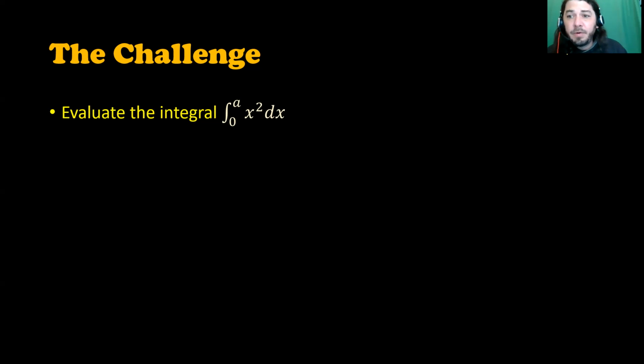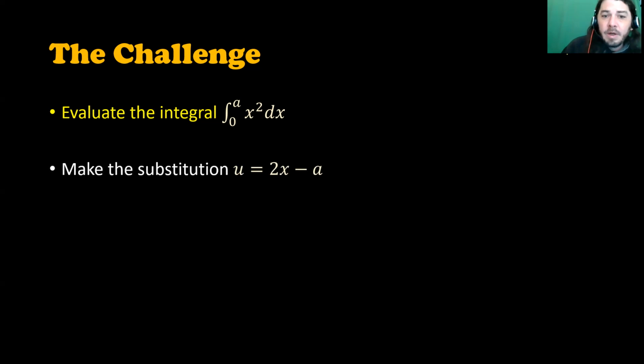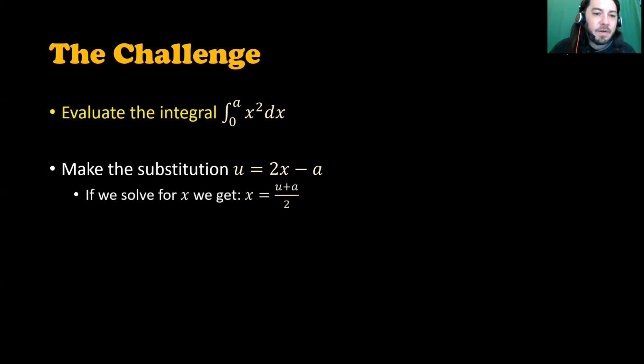Well, first I'm going to magically do a substitution. So here's the substitution: u equals 2x minus a. Now, why am I going to do this substitution? We'll see. All right, so if we rearrange it a little bit, if we solve for x, we get x equals (u plus a) over 2. And so then dx is going to be a half of du.